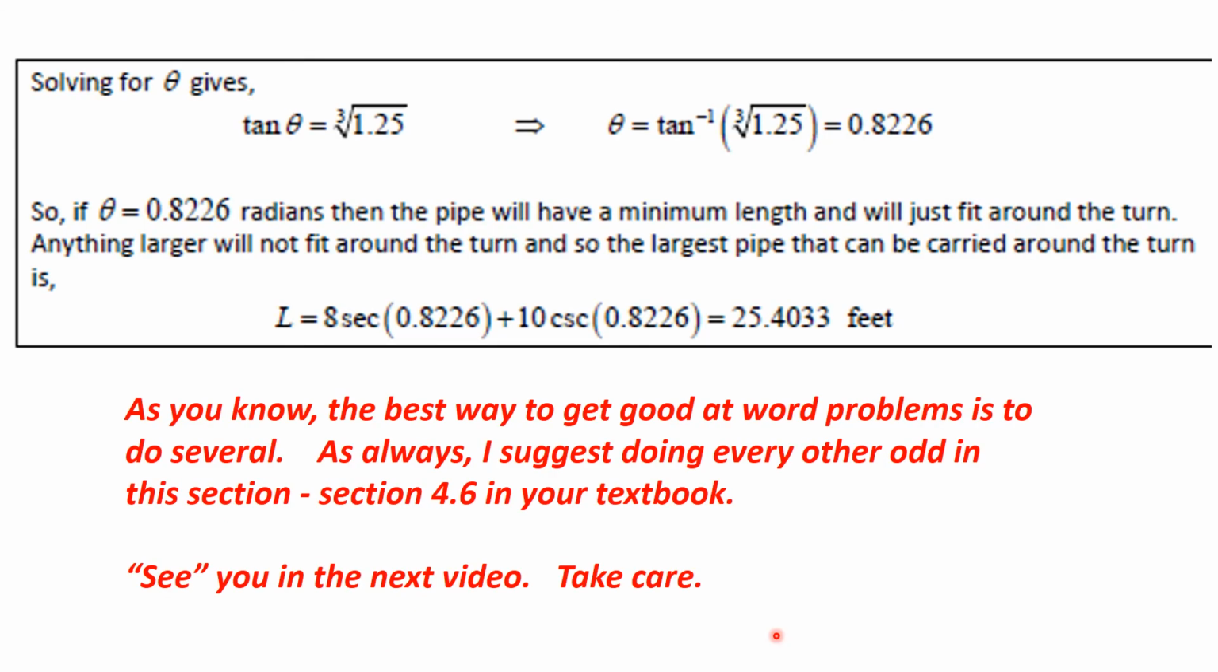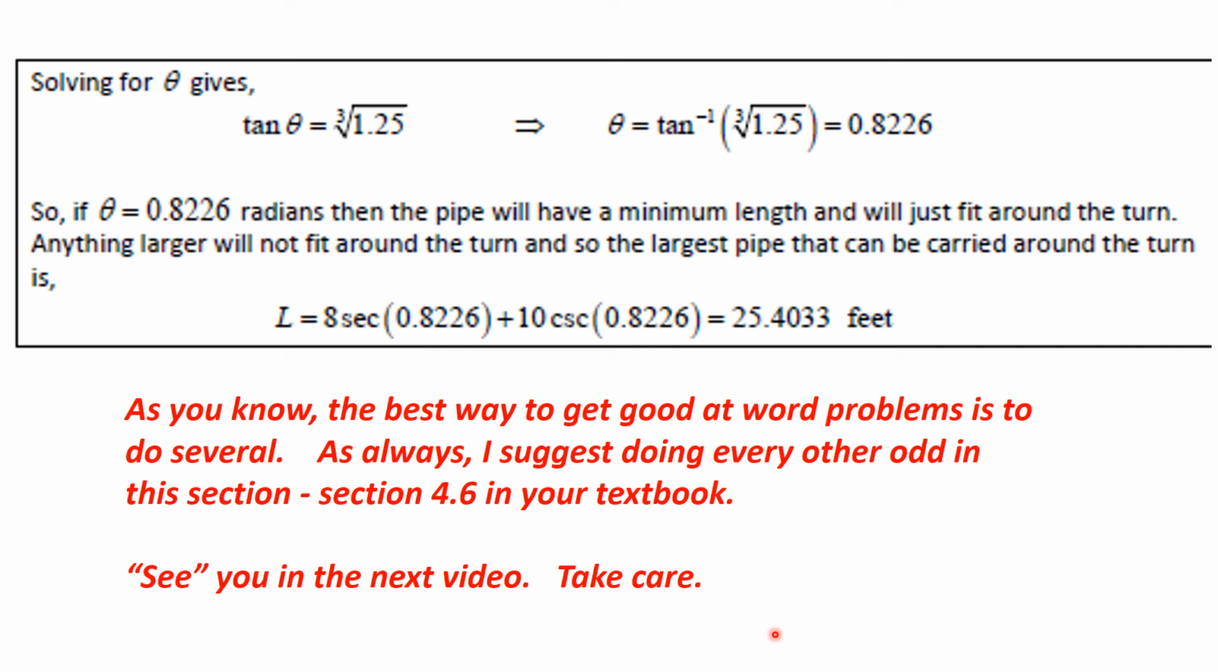We can solve that for theta, so the tangent of theta is equal to the cube root of 1.25, which means that theta, our angle, has to be the inverse tangent, or arctangent, of the cube root of 1.25. And now I'm going to let us be a little bit of engineers. We're going to plug that into our calculator to find out what it is in terms of the angle, and this is in radians, of course.